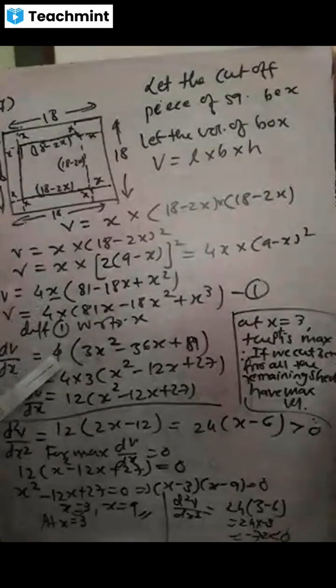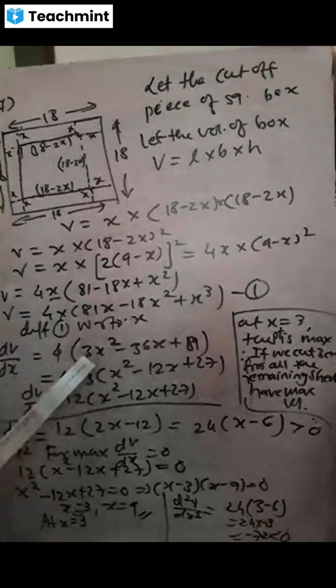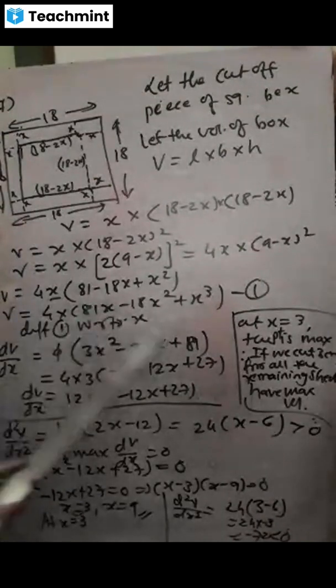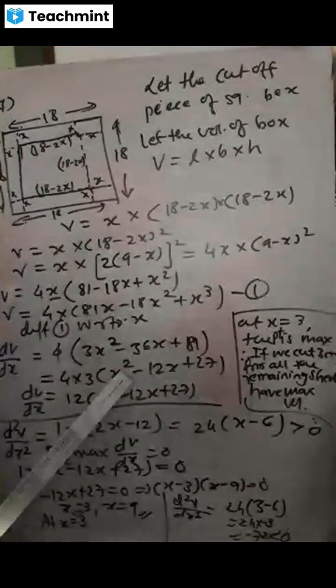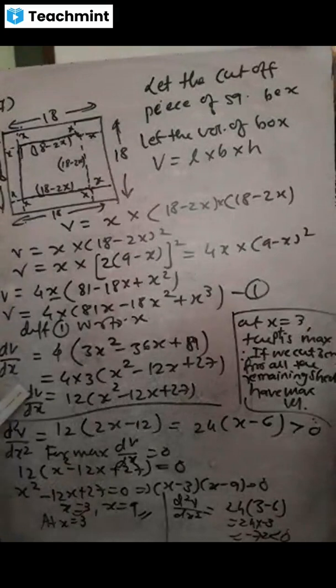So 4 is a constant. Inside the bracket it will be 3x square, as x cube becomes 3x square, then minus 36x, and plus 81. If 3 is taken outside the bracket, inside the bracket remains x square minus 12x plus 27. So dV/dx has the value 12 times (x square minus 12x plus 27).